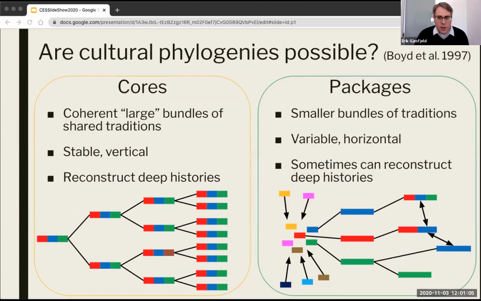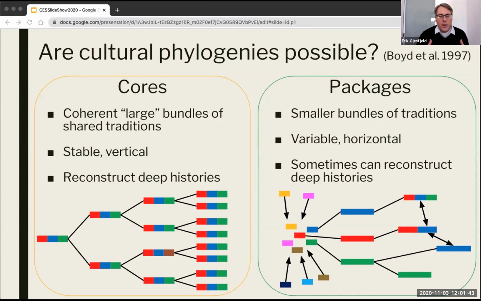So nearly over 20 years ago now, Boyd and colleagues wrote a paper, Are Cultural Phylogenies Possible? And this really highlighted the question of how we use a phylogenetic approach when dealing with different aspects of culture, and whether or not we need to view culture as being transmitted in different forms, whether that be something like cultural cores, which were typically seen as more coherent bundles of shared traditions. These tended to have more stability, maybe more vertically transmitted.